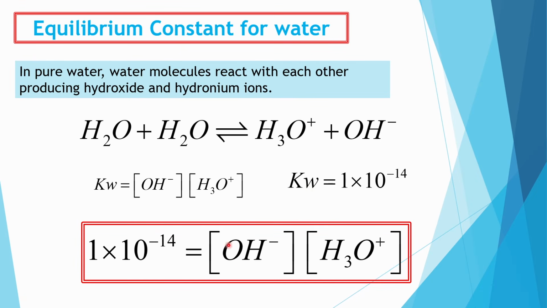So this is most important: the expression 1 times 10 to the negative 14 equals OH- times H3O+. Remember, you're going to use this when you want to work out the concentration of OH- when you know H3O+, or you know H3O+ and you want to find the concentration of OH-. Practically, if you want to find one from the other, you're always just dividing 1 times 10 to the negative 14 by the value that you have.